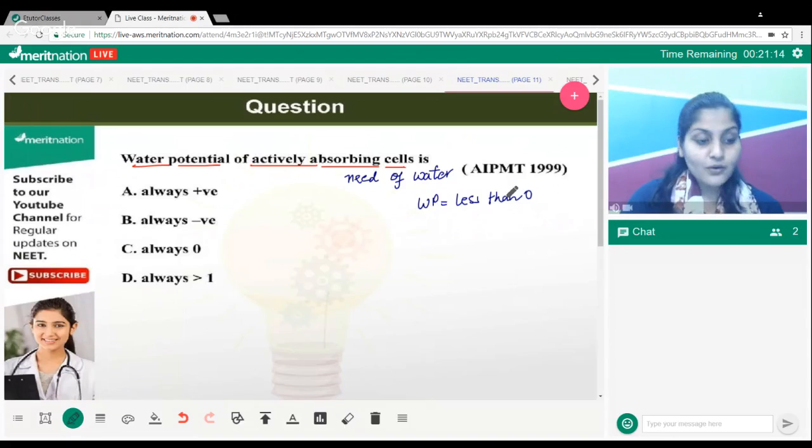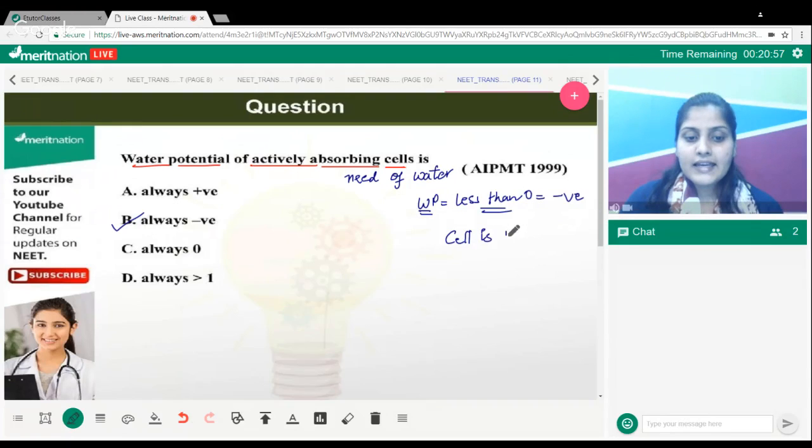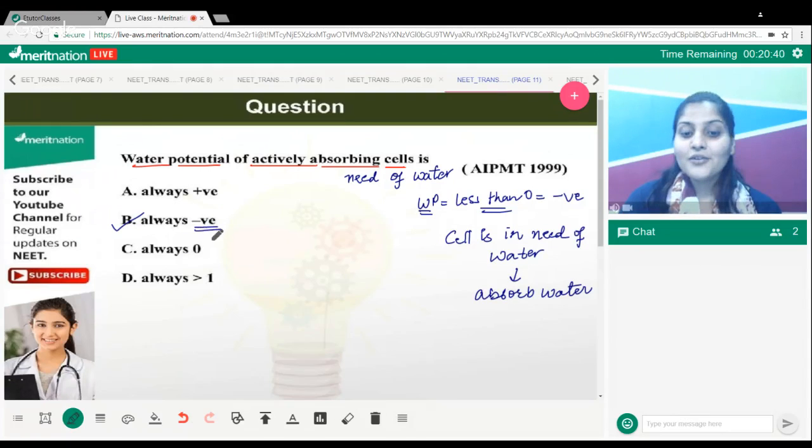To all the people who have come up with option B, you're correct. Understand that whenever water potential is less than zero, it becomes negative. And if it becomes negative, it means that the cell is in need of water. The cell doesn't have water, so it will need water. When a cell is in need of water, it simply means that it is going to absorb the water.